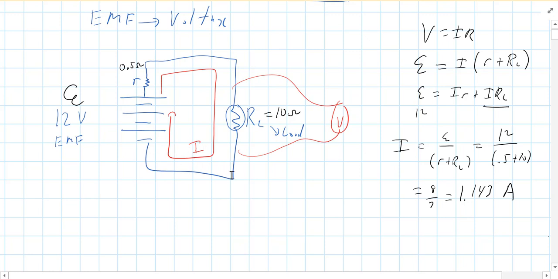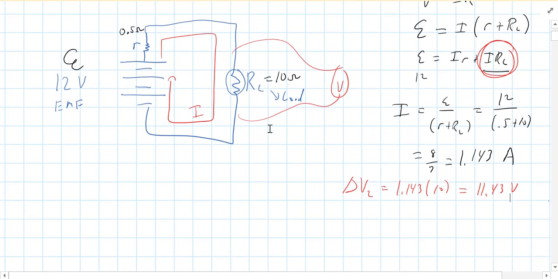Now, if I back up and ask what's the voltage at the load? The change in voltage at the load would be that current I just got, 1.143, times the resistance of the load, which is 10. That would be 11.43 volts. What that also means is the voltage that's lost, the voltage eaten up by that little resistor, I'll call it delta V, would be 12 minus that, which would be 0.57 volts. Or you could have taken the current times 0.5, and that would have given you the same answer within rounding. So by the way, notice the total is still 12.